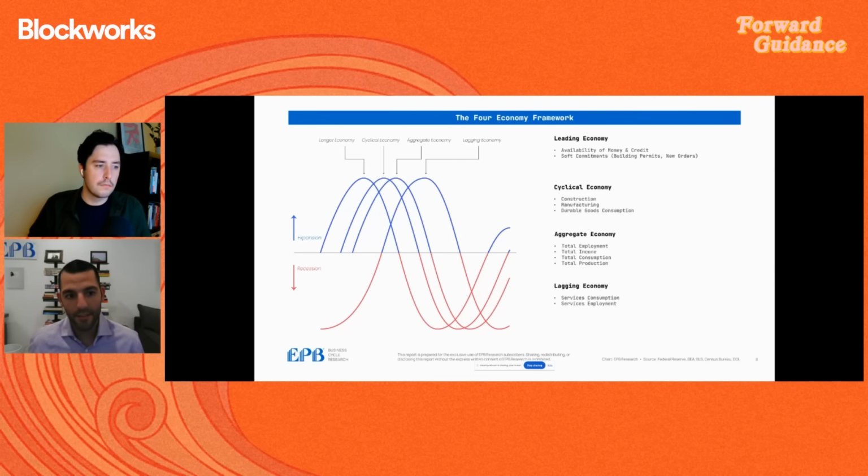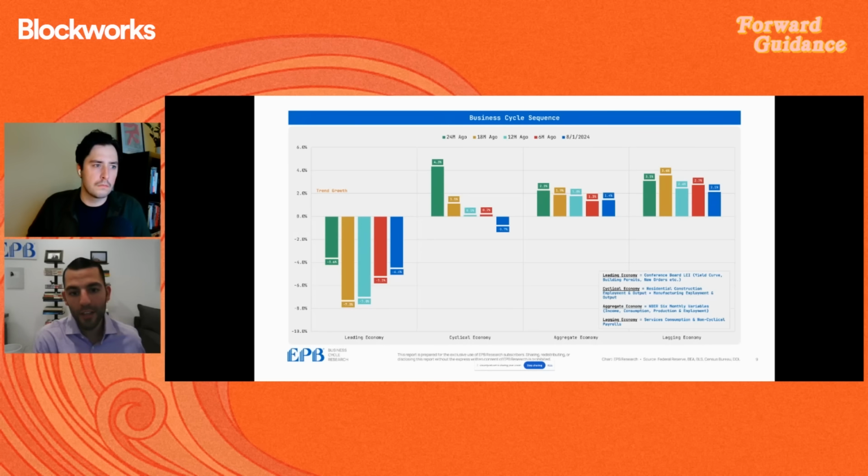The aggregate economy, as its name suggests, measures everything: total employment, total income, total consumption. And the lagging economy is very much service sector oriented data, services consumption, services employment. So, with that concept in mind, I like to put actual numbers or data to it.